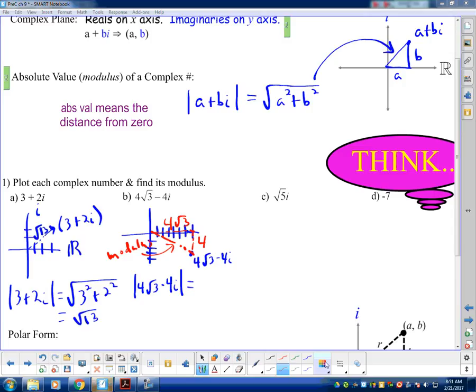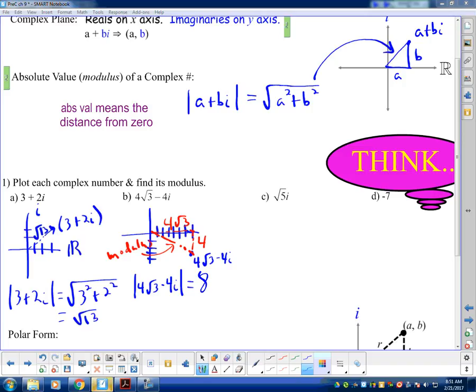Alright, so did you get a value for the modulus? You get 8, that's correct. 4 root 3 squared is going to be 16 times 3, or 48, and then negative 4 squared is 16. 48 plus 16 is 64. Square root of 64 is 8. What about the next two here?